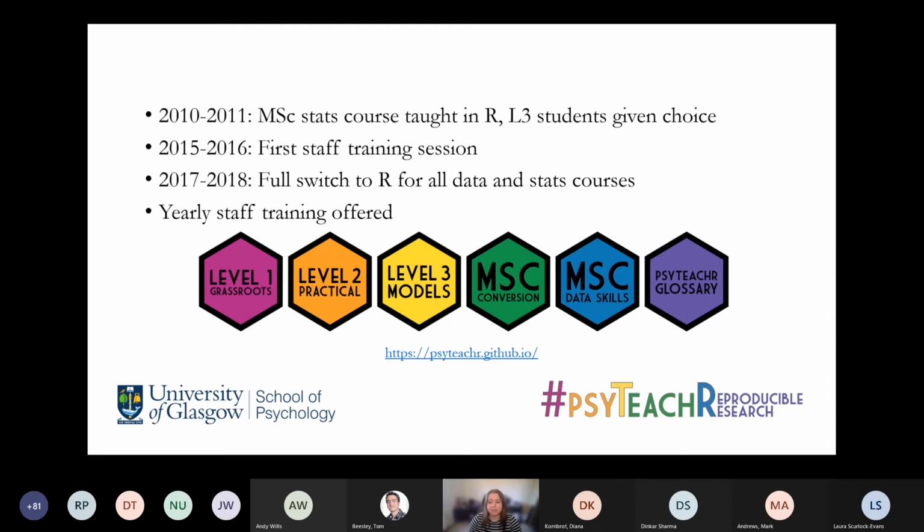In late 2015, the first staff training session was held with an eye to upskilling staff for a wider curriculum change to R, and by 2017-18 the switch had been made fully, although there's obviously been a lot of work done since then on the materials and the approach. We are now in the position where we teach all of our core undergraduate programs using R, as well as our 1-year MSc conversion programs, and also the data skills component for our research methods MSc.